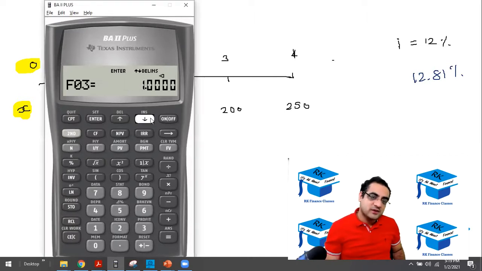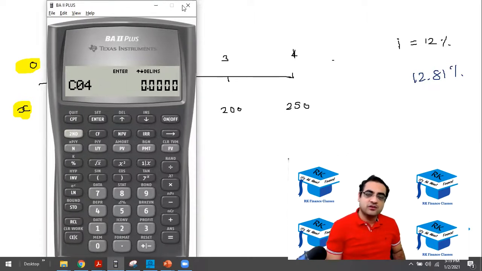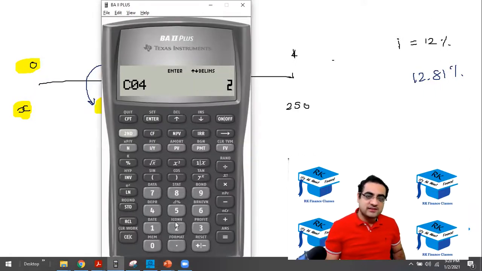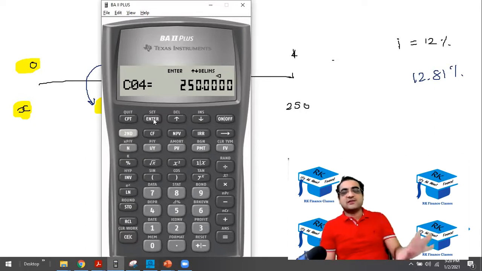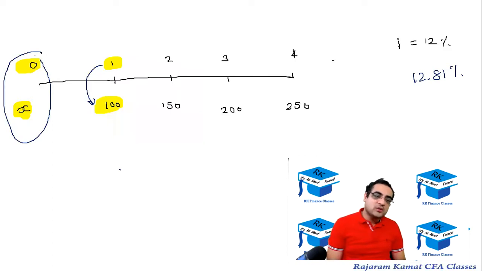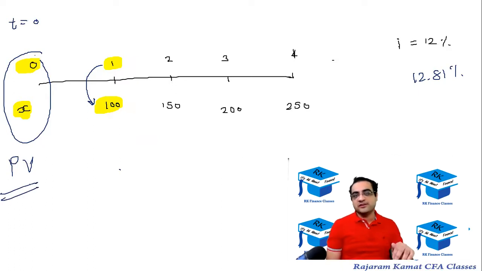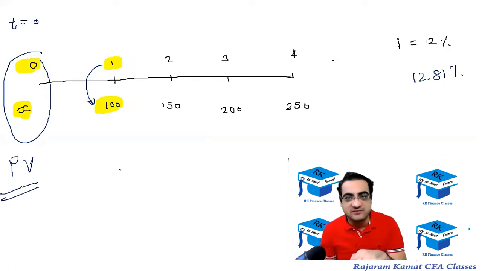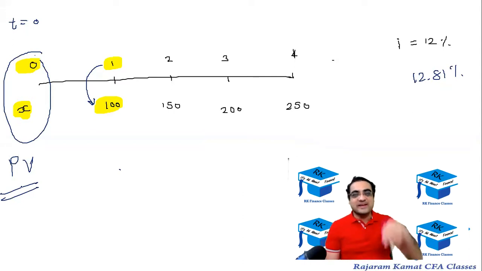Then press the downward key. Ignore that frequency, press the downward key to C04, and your C04 is 250. So press 250 and press enter. With this, you have successfully entered the cash flows and you want to calculate the value at t equal to 0. This value at t equal to 0 is also called the present value. T equal to 0 means today, and today means present.